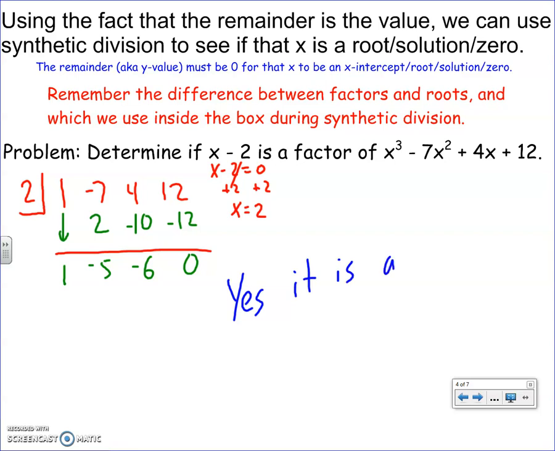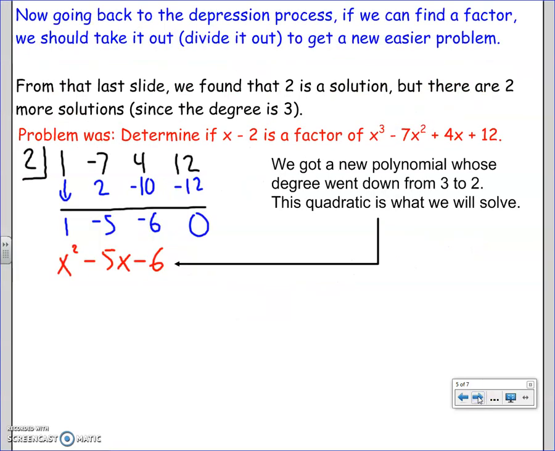It is a factor because 2 is a root, or x-intercept. It's a solution. Alright, so now going back to the depression process. If we can find a factor, we should take it out, meaning divide it out to get a new, easier problem. So from that last slide we just did, we found that 2 is a solution.